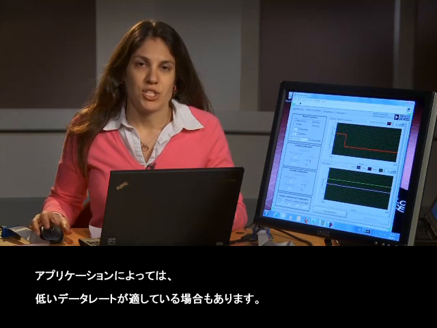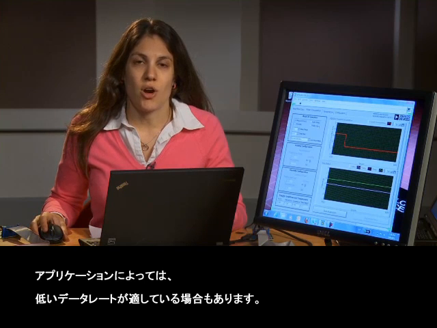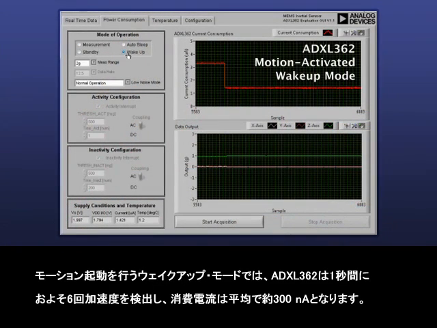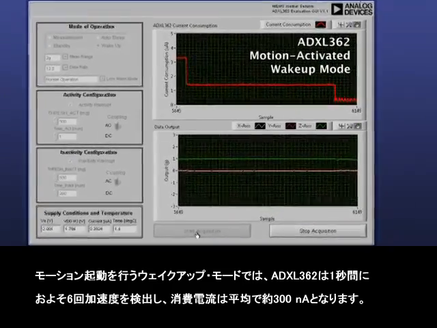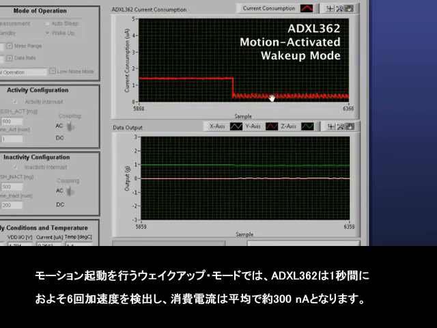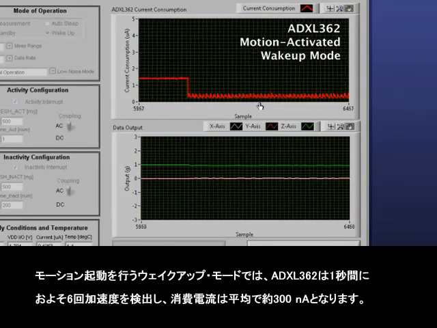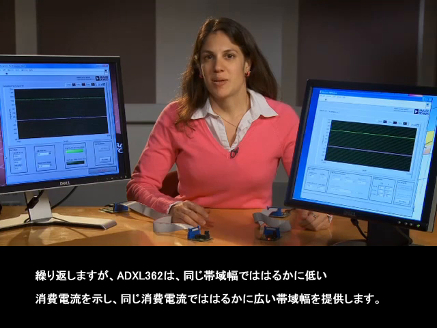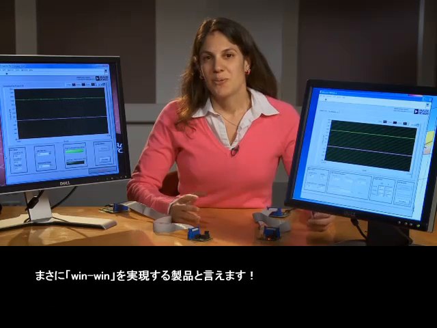Now, there are applications where low data rates are useful, but the ADXL362 addresses this as well. We've got a motion-activated wake-up mode in which the part samples acceleration about 6 times per second and consumes an average of about 300 nanoamps. So again, the ADXL362 offers much lower current consumption at the same bandwidth, or a much wider bandwidth at the same current consumption. A win-win.